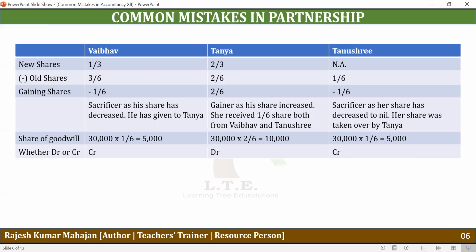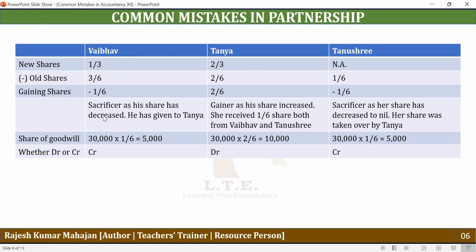So what I have done, I have made a table, and it is not necessary that you make a table. Basically, with the help of the table, I will be able to make the concept clear to you. Otherwise, it is up to you how you find it out. I have written the name of the partner, and then the new shares. New shares are between Vaibhav and Tanya, and the new share is not applicable in the case of Tanushree: 1/3 and 2/3. Then the old shares, 3/6, 2/6, and 1/6. After that, I have found out the gaining share: minus 1/6, here 2/6, and here minus 1/6.